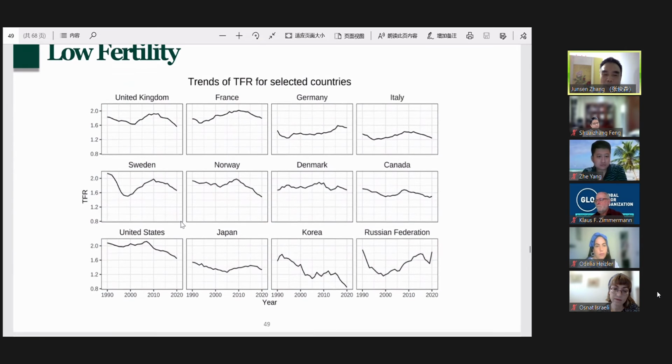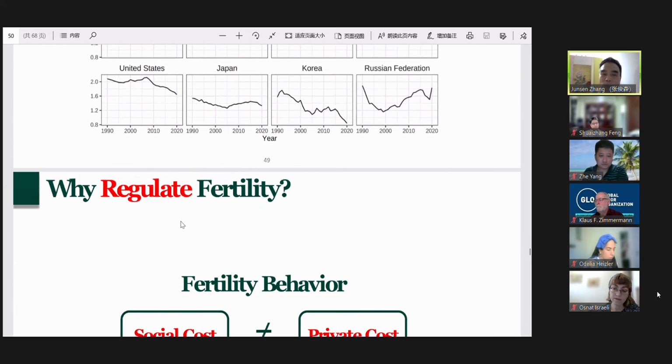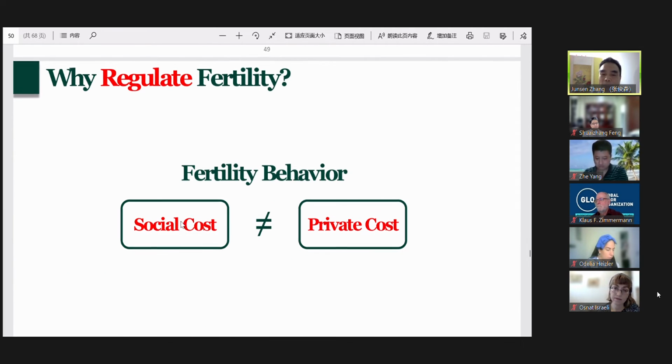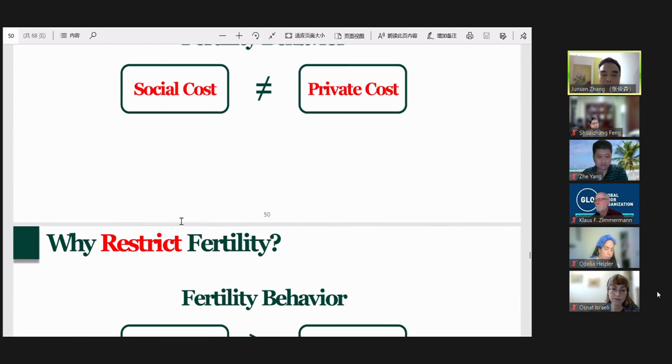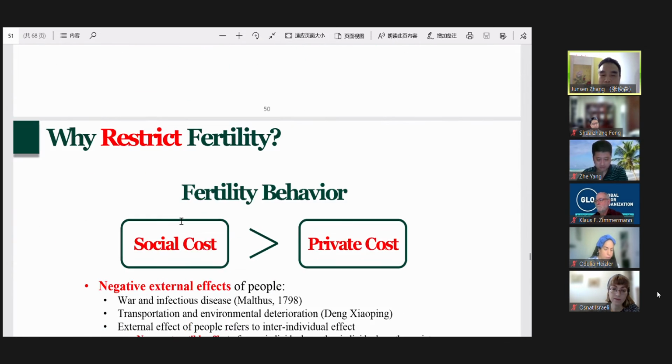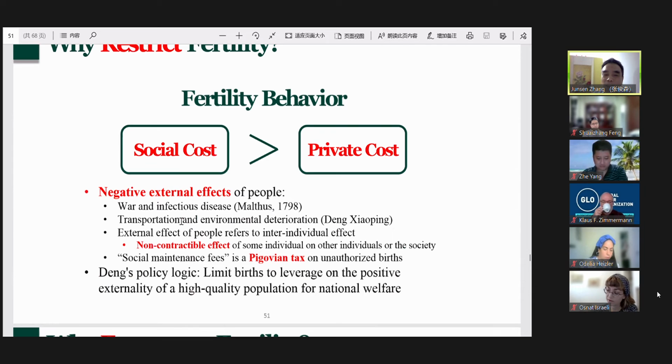Now, why do we need to intervene? What is the rationale for regulating fertility? The way we look at the issue is that fertility needs government intervention when social cost is not equal to private cost. Why restrict fertility? This is the case if social cost is greater than private cost. And this would happen if there are negative external effects of people.